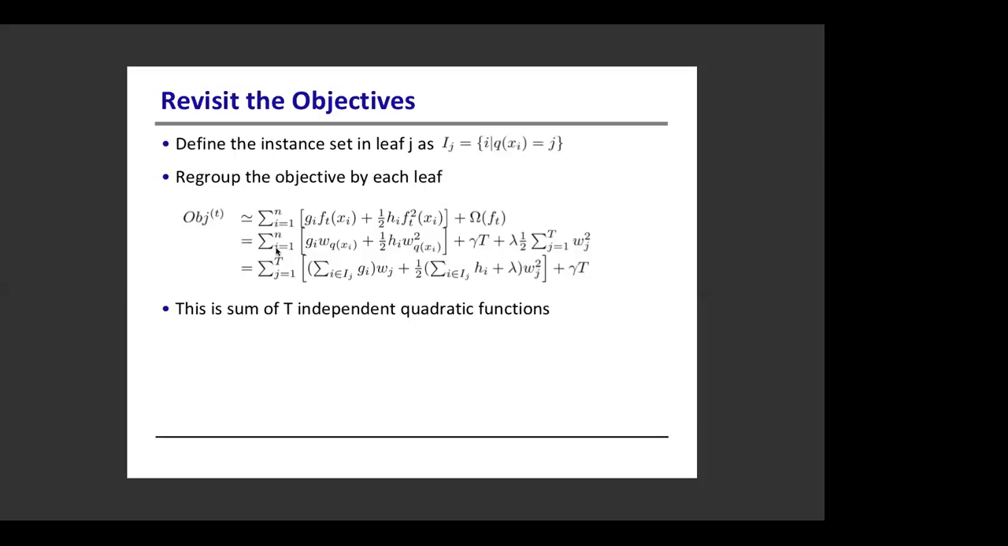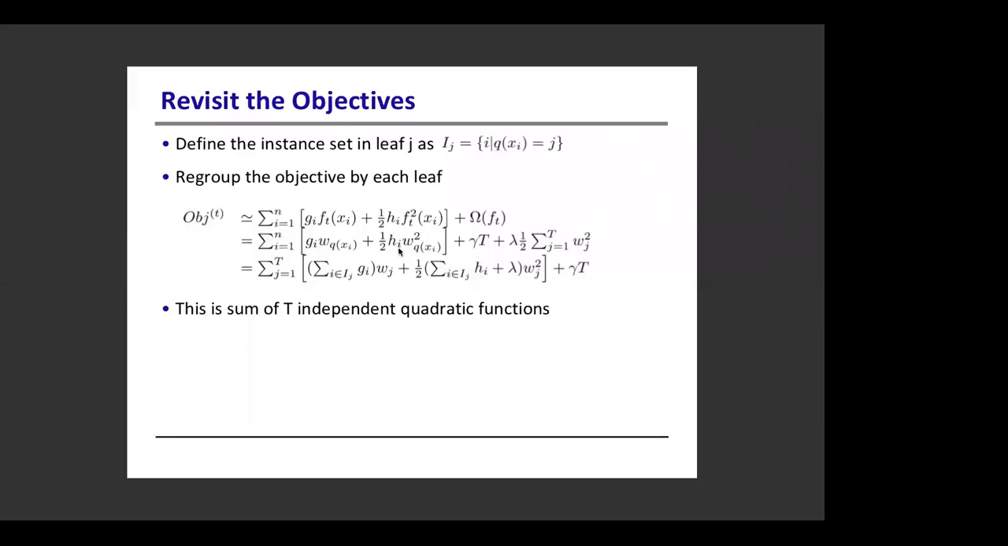Instead of iterating over all the instances, we are iterating over the leaves. For each leaf, we are computing the first derivative g_i, multiplied by the weight, because for each leaf the weight will be the same. If there are T leaves, then there will be T weights. All right, and so on.